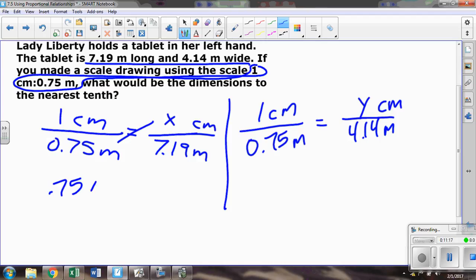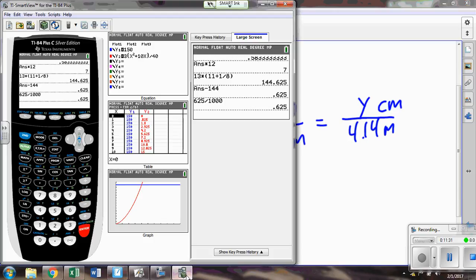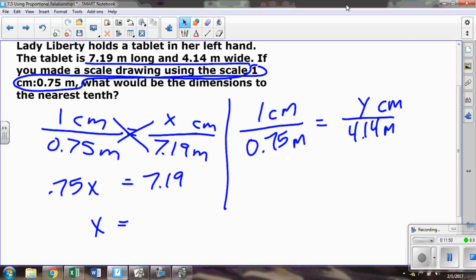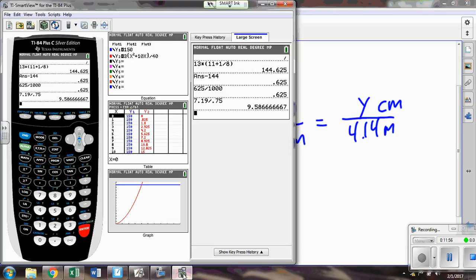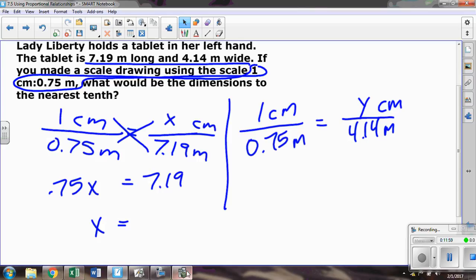0.75, 1 times 7.19, and we know that we just have to divide by 0.75, so 7.19 divided by 0.75. Okay, so rounding to the nearest hundredth, we would say that is approximately, our directions say rounded to the nearest tenth. To the nearest tenth, 9.58 would round to 9.6. Okay, that would have to be 9.6 centimeters long.